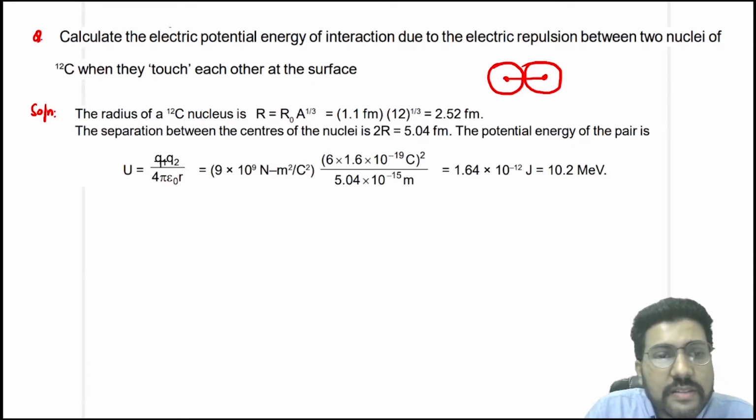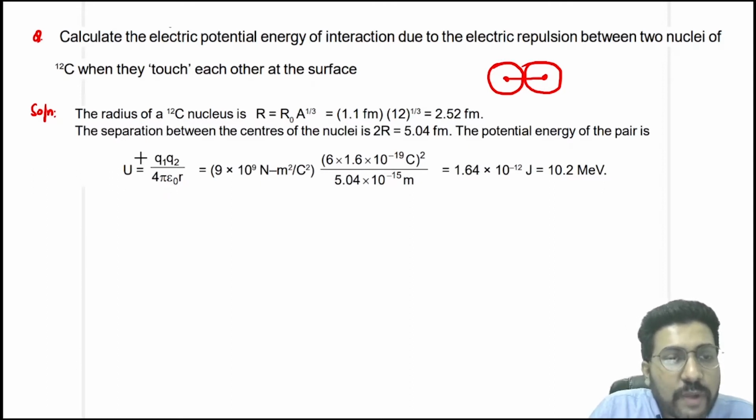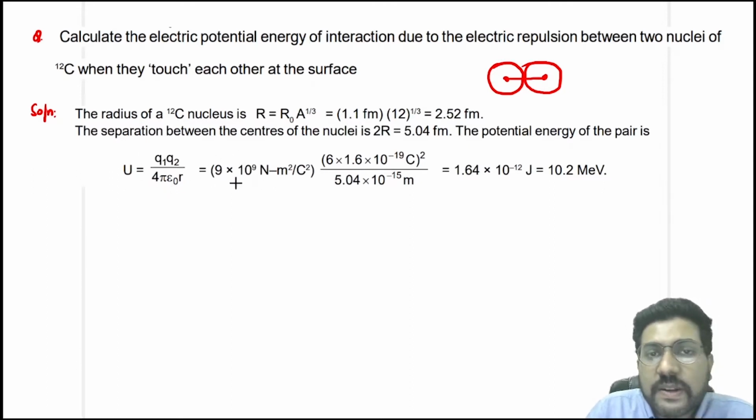Q2 is also total 6 in number, right? So the total value of Q1 will be 6 into 1.6 into 10 raised to power minus 19, and the value of Q2 will be the same value. Okay, so that means it will become a square divided by 4 pi epsilon naught. Now 1 by 4 pi epsilon naught is 9 into 10 raised to power 9, right?